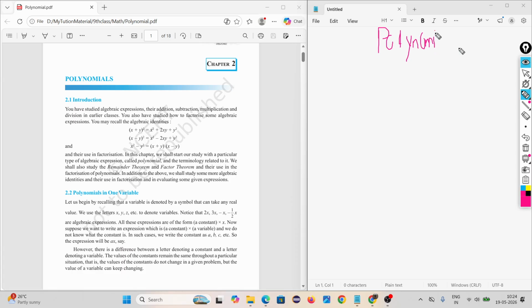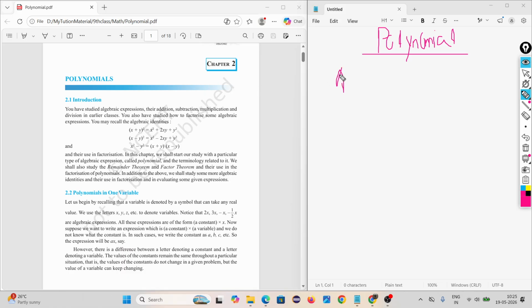Do you know anything about polynomial? An expression which has more than three terms. An expression. Okay. Let's read the text. You have studied algebraic expressions, their addition, subtraction, multiplication, and division in earlier classes.